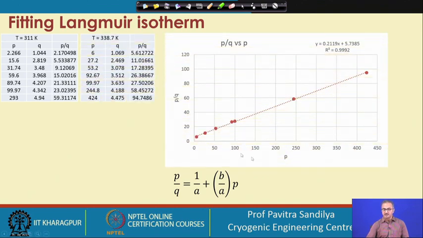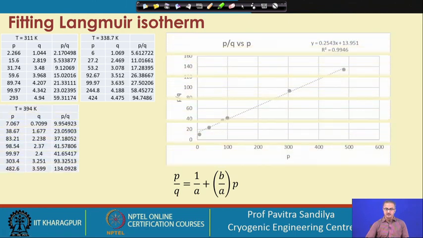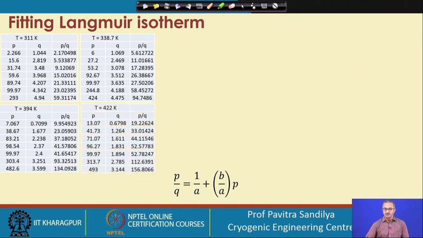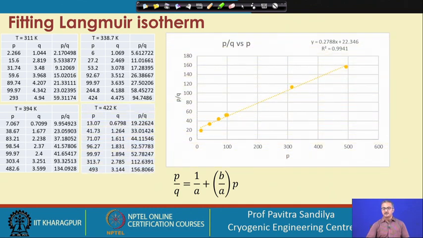We find that for each of them we are getting different values of a and b. So, here we are showing for different temperatures we are getting these different plots for this P by Q versus P, and we are getting different values of a and b.